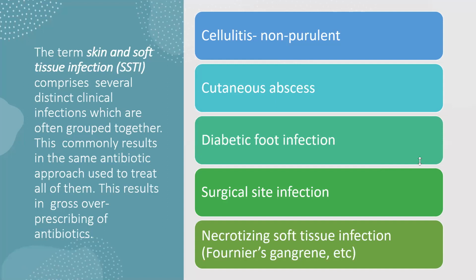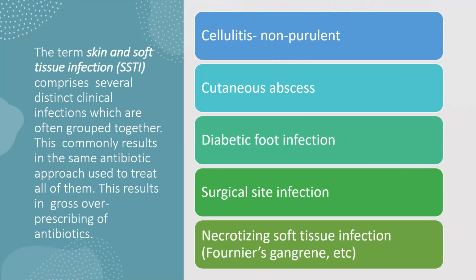So cellulitis, what we call non-purulent cellulitis, and all these other types of skin infections are lumped under the rubric of skin and soft tissue infections. But these are very different, distinct clinical syndromes. In studies, they're often just referred to as skin and soft tissue infections. They can be cellulitis with no drainage of pus, a cutaneous abscess, a diabetic foot infection, a surgical site infection, or a necrotizing soft tissue infection.